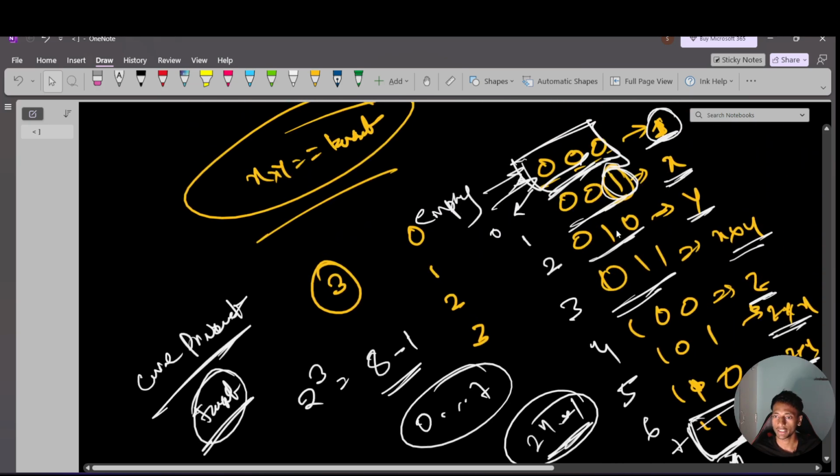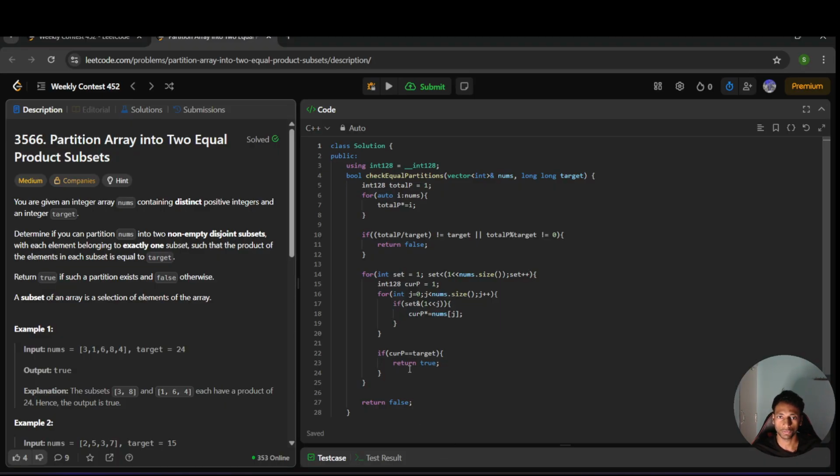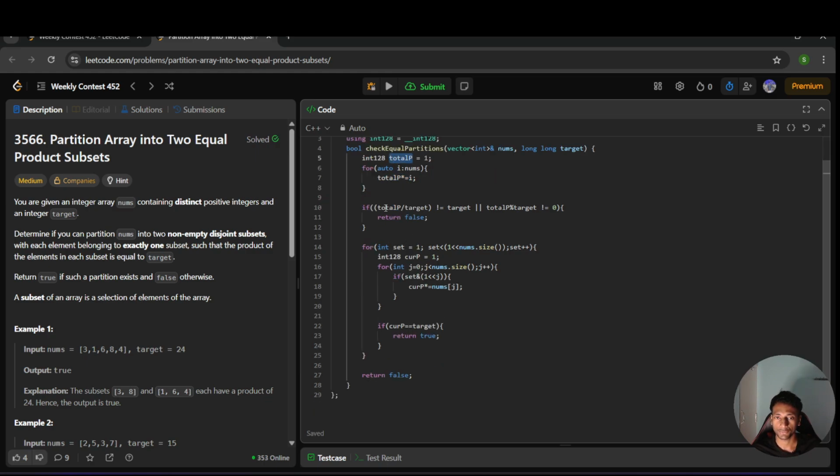Then in a similar way I take the product of the current subset. Now let's go to the code, then it will be easier to understand. First of all, find the total product of the numbers present in the input array. I'm just iterating over all the numbers in the nums array and storing the result in total product. Then I have to check whether total product by target is not equal to target, which means it is not possible to generate two subsets of equal products.